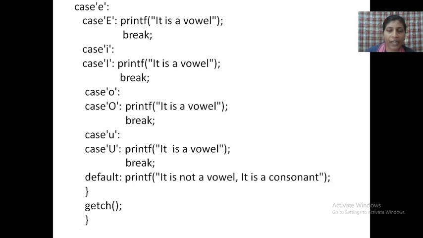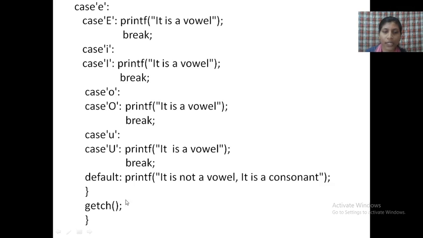If you have not entered any vowel, meaning among these 5 vowels, if you entered any consonant, see here, the switch statement will check all the cases. If all cases are false, it comes to the default part, and whatever statement you have written in the default part, it will display on the monitor screen.